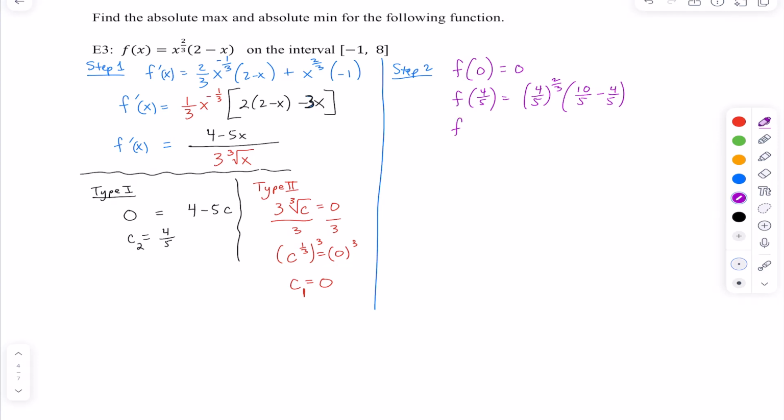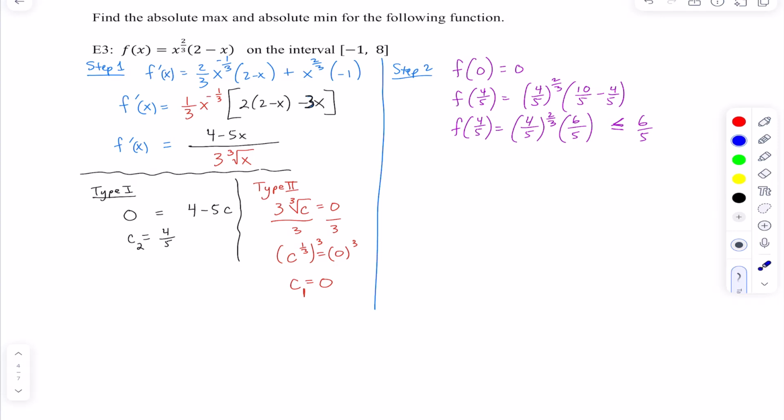And notice the function evaluated at 4/5 is not a very big number. It's a portion of 6/5. In fact, I know it's less than or equal to 6/5 because this fraction here, this first fraction right here, is less than 1. So it's going to be a portion or a proportion of 6/5.